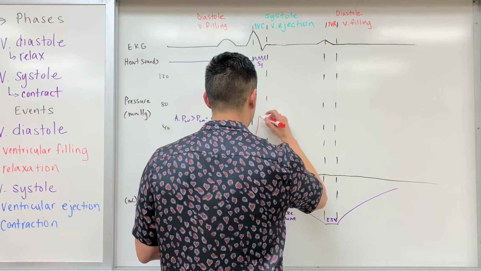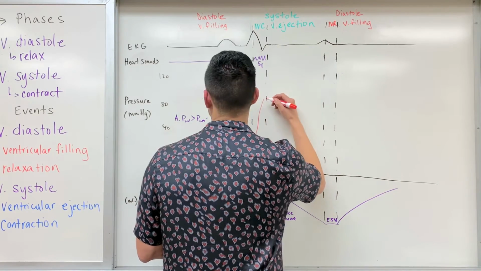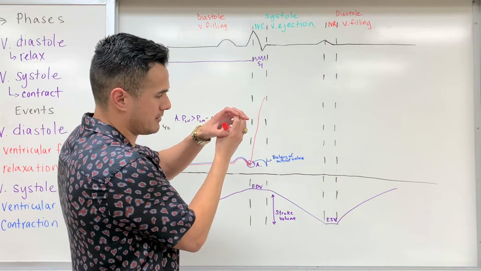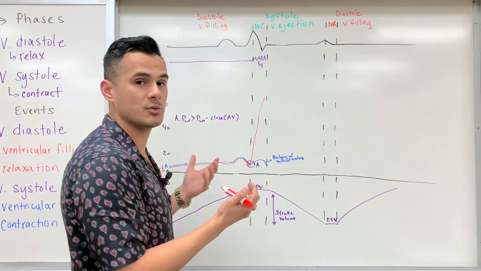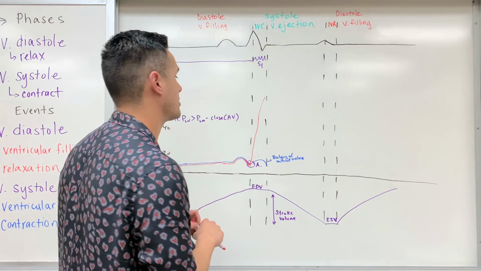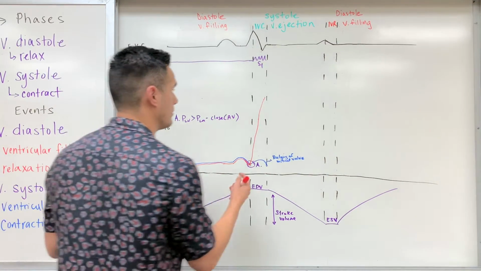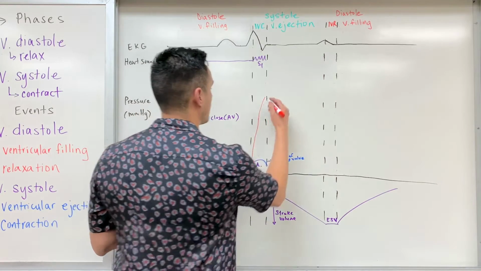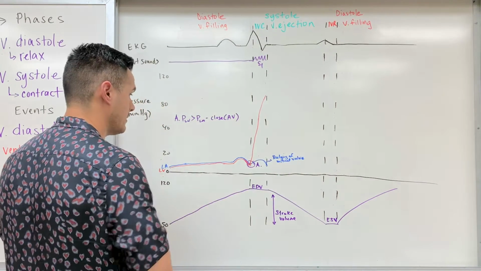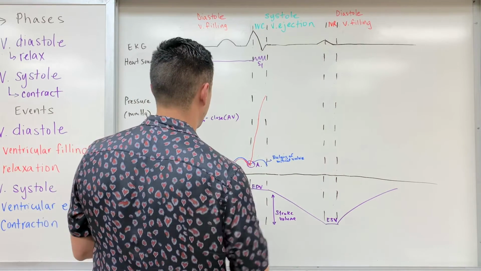It's rising rapidly. Why is it rising rapidly? Because the ventricles, they're contracting. If those ventricles are contracting, they're confining that space. Remember the inverse relationship? Whenever you decrease volume, there's going to be an increase in pressure. That's Boyle's law. So the pressure is rising rapidly.